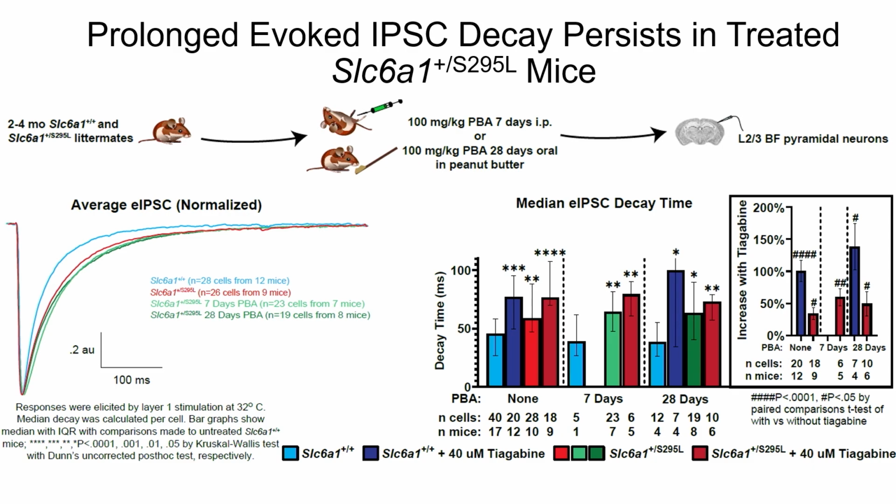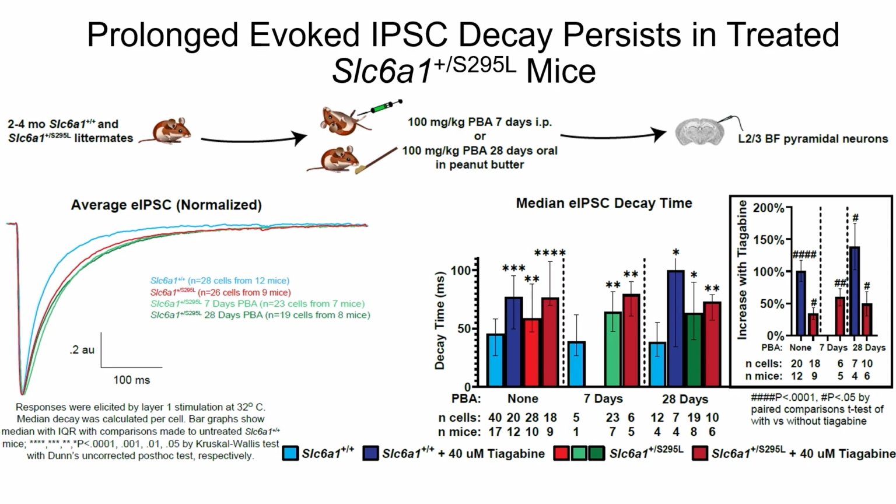As a matter of fact, if you look here with some expanded data, here's the treatment: either no treatment, or 7 days of treatment, or 28 days. You can see the wild type that's been treated with PBA also didn't change, and this difference between wild type and heterozygote persisted with 7 days, and it persisted with 28 days. The effect of tiagabine also seemed to be pretty consistent, where the wild type is quite sensitive to tiagabine, and the heterozygote is less sensitive to it, whether it's been treated or not.